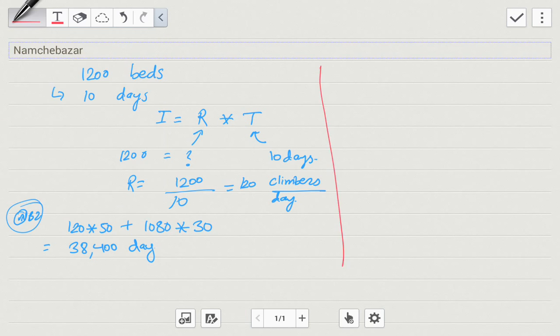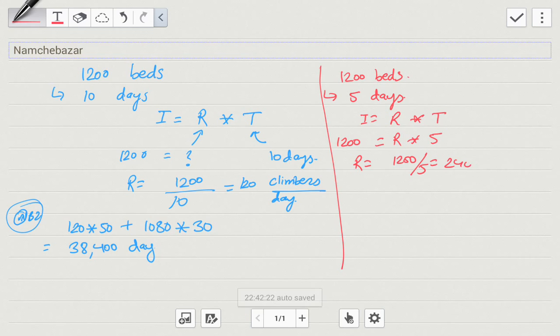Now let's see what happens if these things were to be the new paradigm, where there are still 1,200 beds, but the climbers stay only for 5 days. Again, the thing that might not be obvious here is the beds are still always full. That just means more people are coming in every day, right? How many more people? Again, the same little slow formula. We need R, your T is 5, I is 1,200. Well, R is 1,200 divided by 5, which is 240.